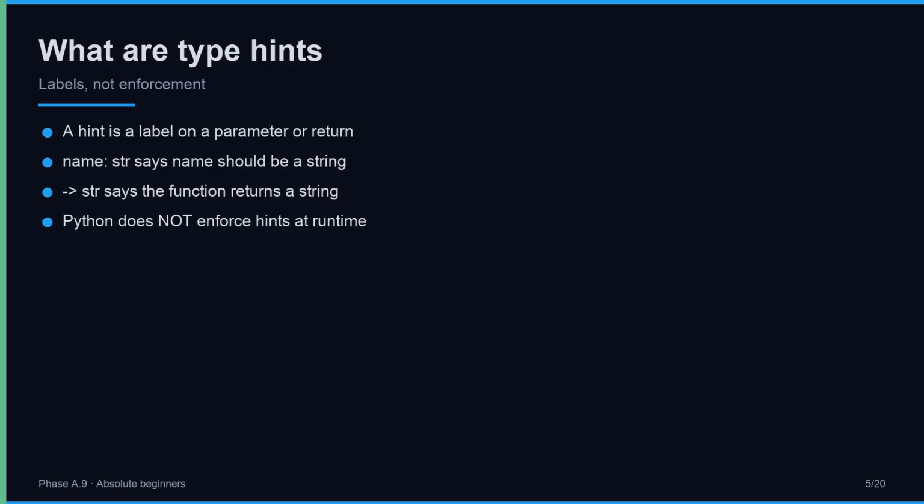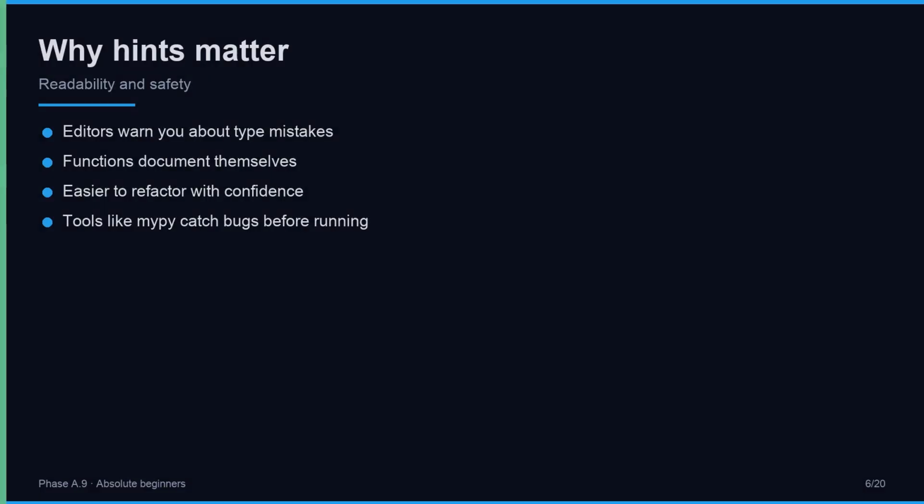The label lives in your source code. Python reads it, stores it, and ignores it at runtime. The label is there for humans and for tools. Your editor reads it. MyPy reads it. Other developers read it. The program runs the same with or without the label. Labels, not enforcement.